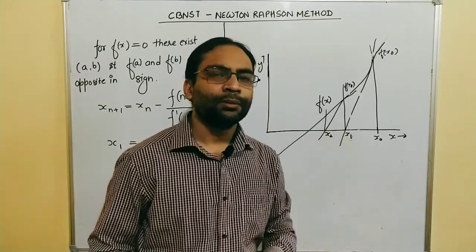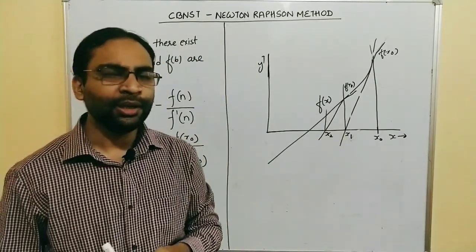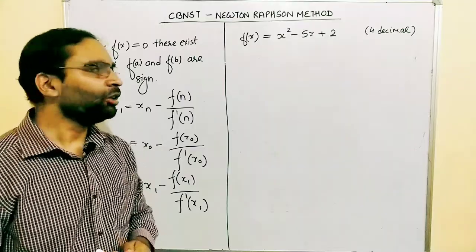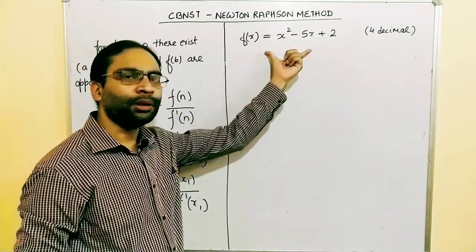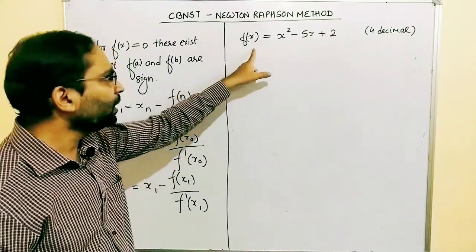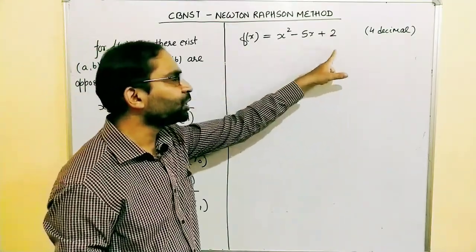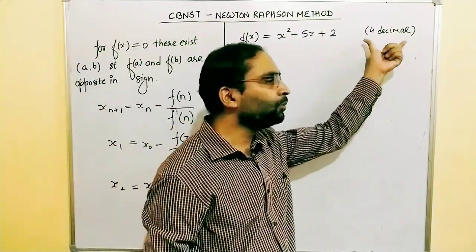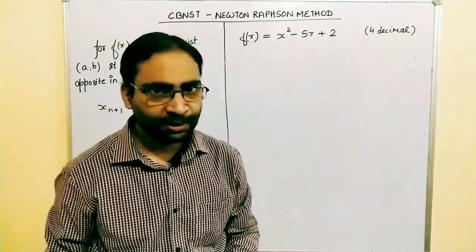Now let's do the Newton-Raphson method. Let's understand this with the help of an example. Now let us solve this example and understand the Newton-Raphson method. So this is the function f(x) is equal to x squared minus 5x plus 2. We need to find the real root of this equation, correct up to 4 decimal places.